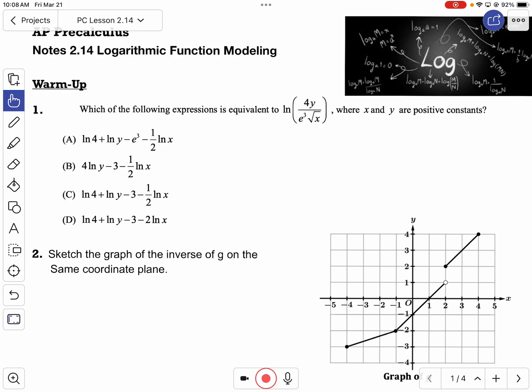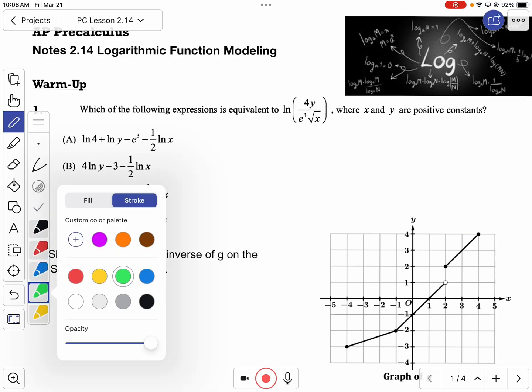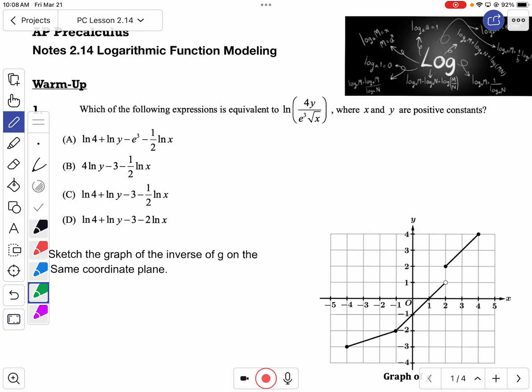Okay, what's it asking me to do? Yeah, split everything up, right? Split everything up. And so to do that, we've got division. So that's going to give me the ln of 4y minus the ln of e cubed square root of x. So I might start like that, okay? So that's the division. Now, within each of those logarithms, what do we have? We have multiplication, so we can split it again with addition.